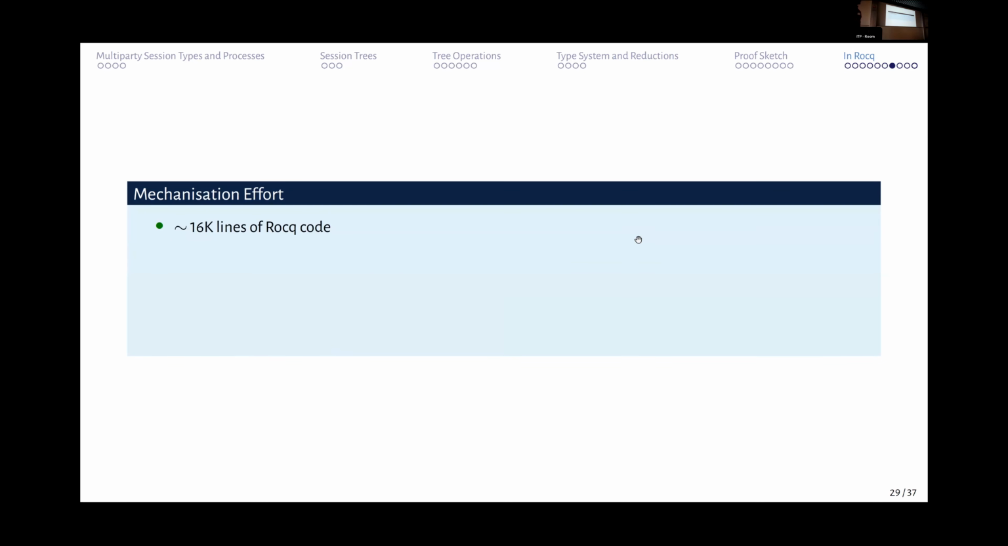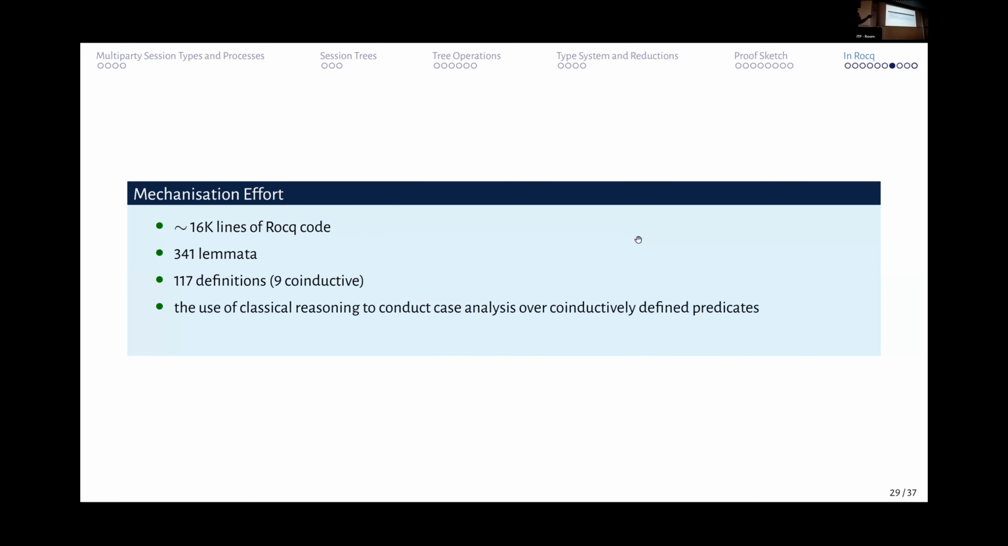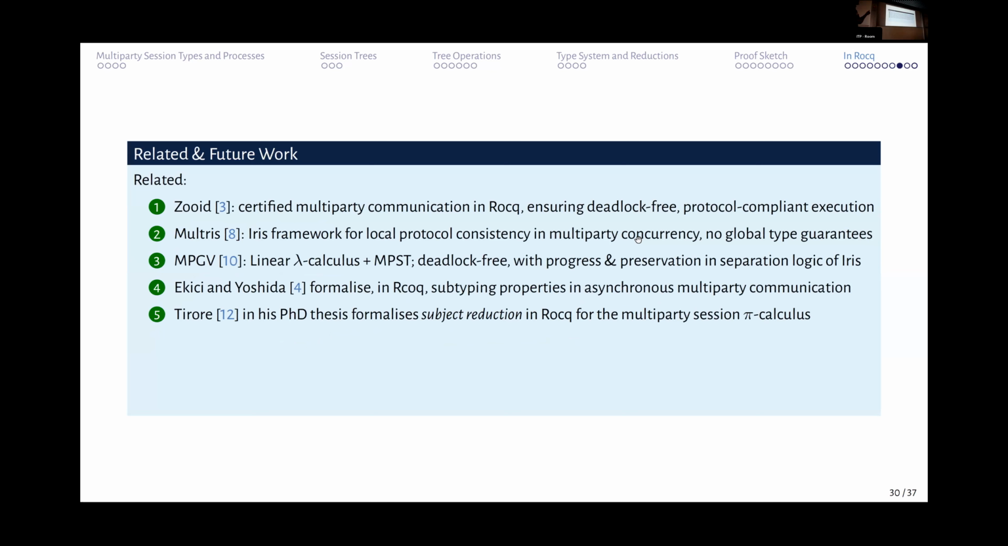Quickly going over the mechanization effort, this was about 16,000 lines of Coq code with 341 lemmas, 117 definitions, 9 of which were co-inductive. And then we had the bisimulation implies equality axiom, and it's open source and accessible. I'll show you this link again.